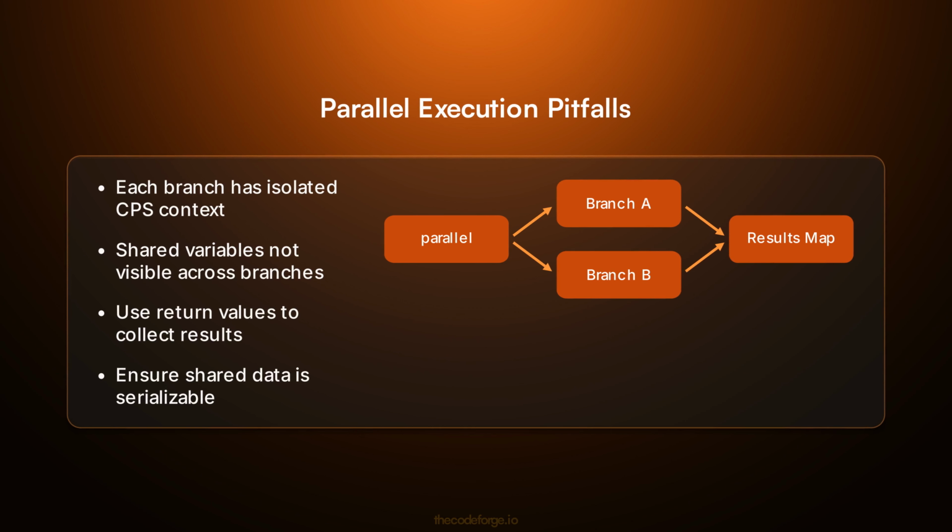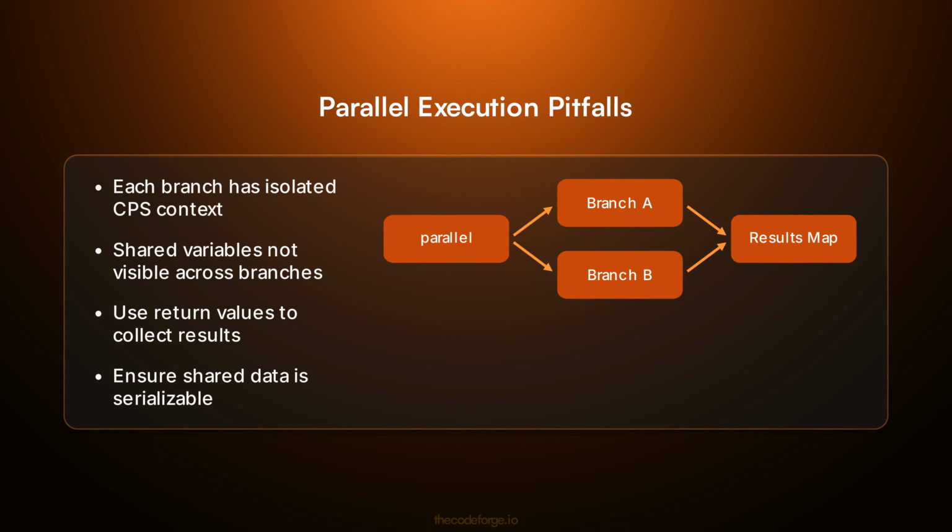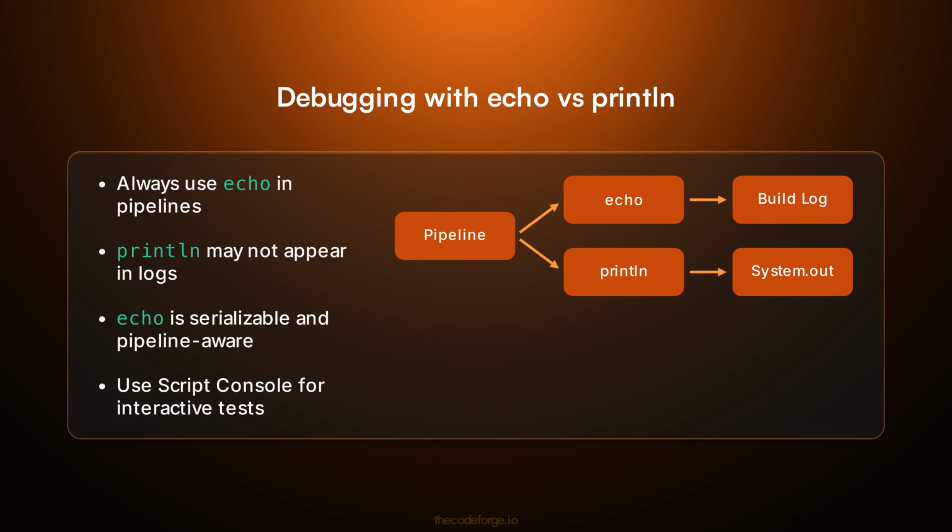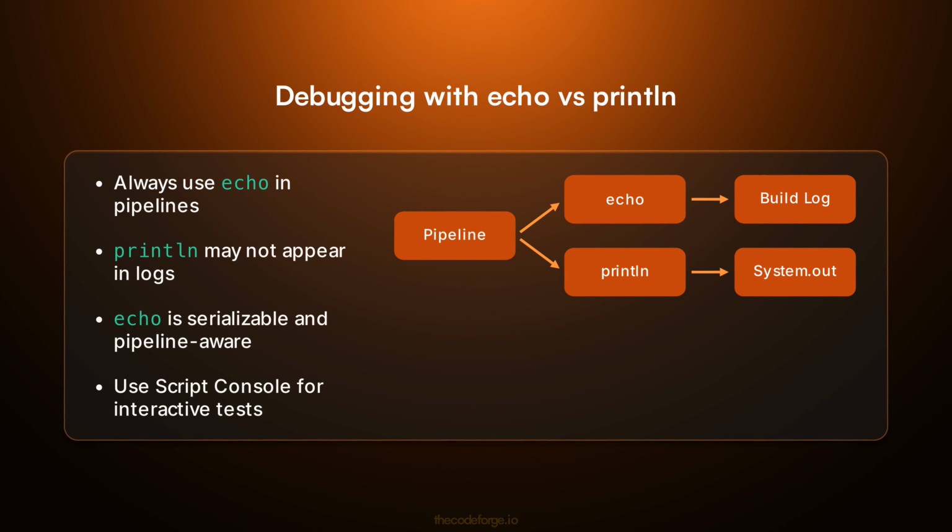When using parallel, each branch runs in its own context. Modifying a shared variable won't work. Collect results via return values or a serializable map. Use echo for logging in pipelines. It's serializable and appears in the build log. println writes to System.out and may cause issues.